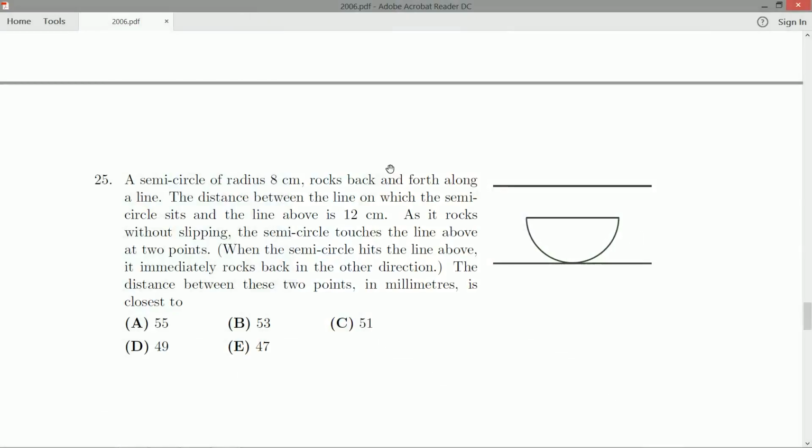A semicircle of radius 8 centimeters rocks back and forth along a line. The distance between the line on which the semicircle sits and the line above, this line up here, is 12 centimeters. So that's a parallel line. As it rocks without slipping, the semicircle touches the line above at 2 points. When the semicircle has hit the line above, it immediately rocks back in the other direction.